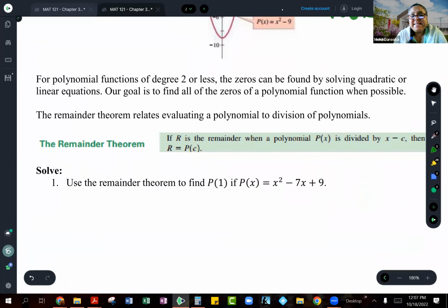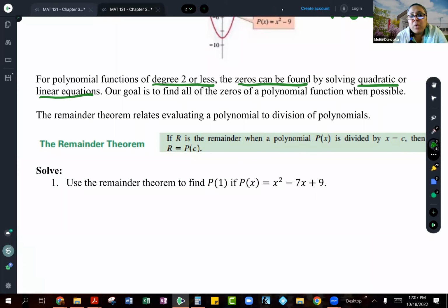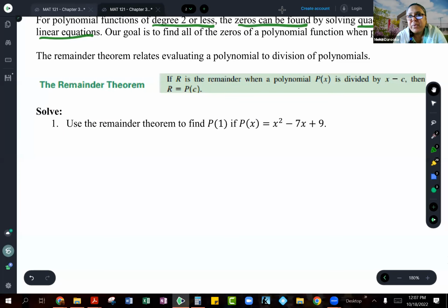So they are basically saying if you have a polynomial which is of degree 2 or less, you can find your zeros basically by solving the quadratic equation or the linear equation. But what do we end up doing if it's a higher degree polynomial? We're going to have to break this down. It's not always as straightforward as solving the quadratic or the linear equation. So sometimes we have to narrow down our options, and that's what you're going to be learning here in the next couple sections.